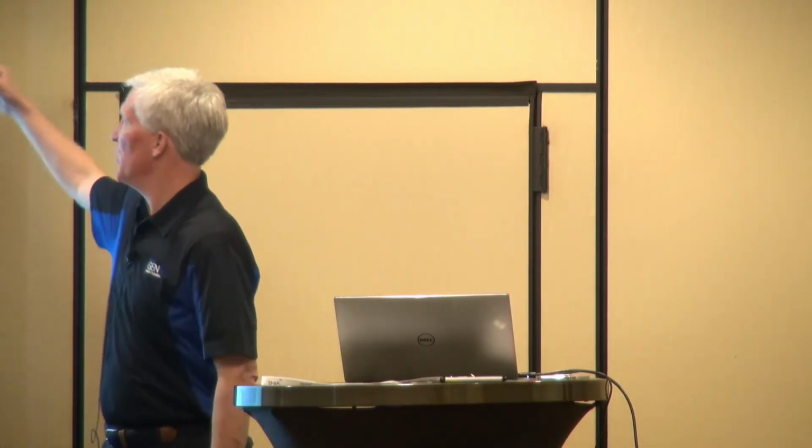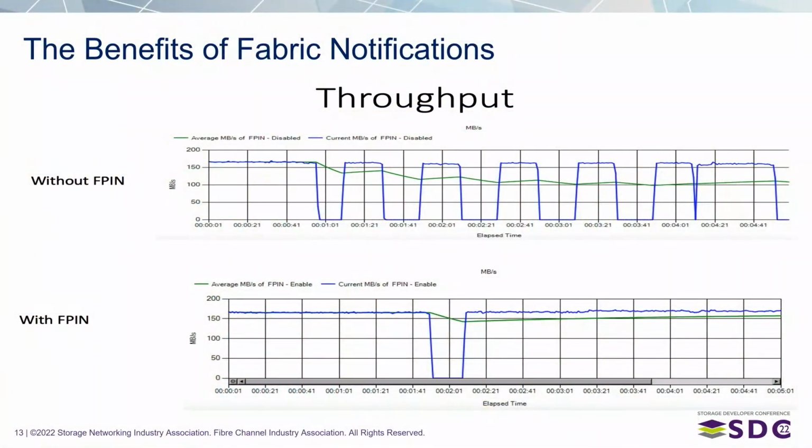So just as a review, these are the benefits of Fabric notifications. We effectively are able to maintain the performance with a multipath solution because the multipath solution is able to identify explicitly that he has a particular path that has a physical problem. And that's something that it could not do before.